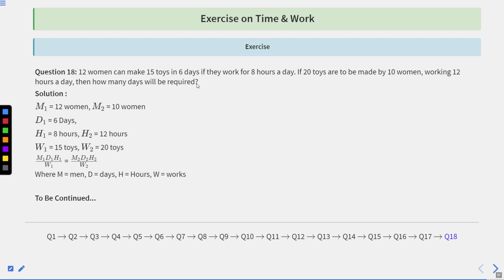So the solution part. M1 is given to be 12 women and M2 is given to be 10 women. D1 is 6 days, H1 is 8 hours and H2 is 12 hours. W1 is 15 toys and W2 is 20 toys. The formula that we are going to use here is M1 D1 H1 upon W1 equal to M2 D2 H2 upon W2, where M is the men, D is the days, H is the hours and W is the work.